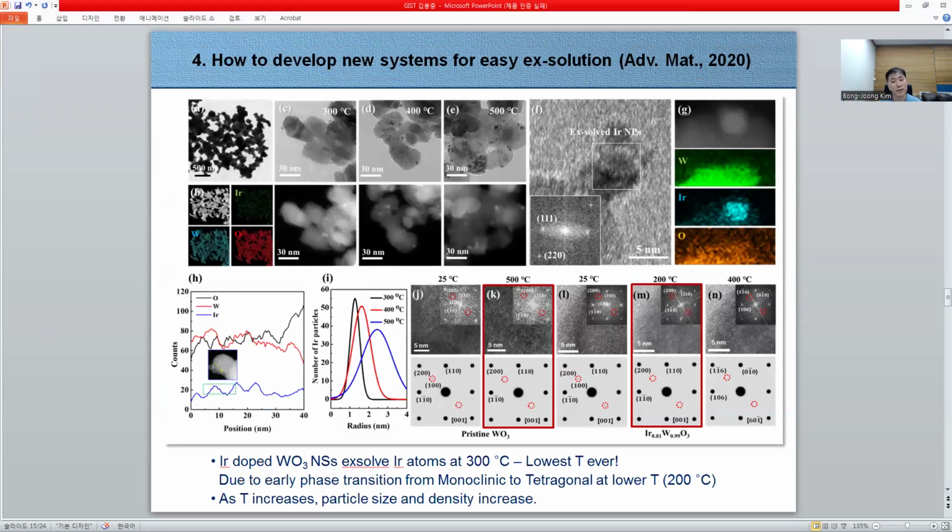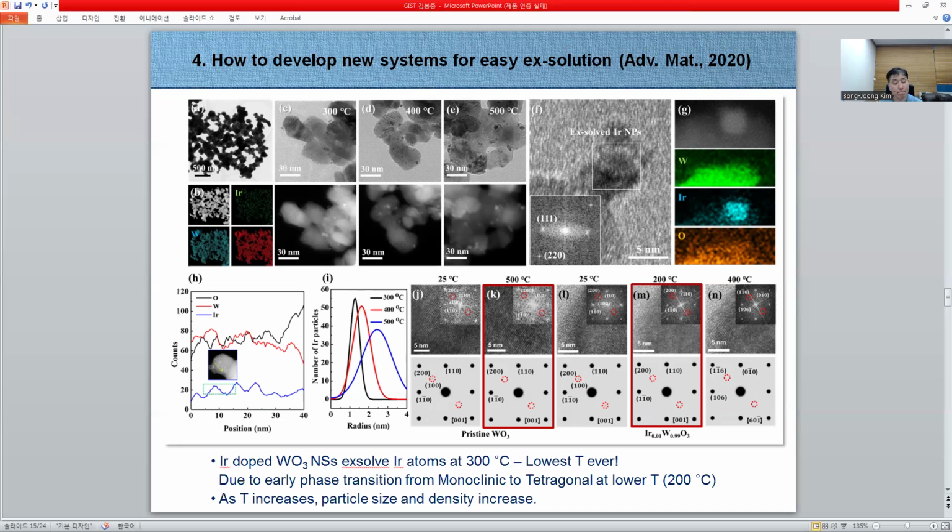After publishing several papers on exsolution, we sought how to develop new systems instead of the common perovskite oxides, such as strontium titanium oxide, and how to accelerate exsolution. So we decided to use tungsten oxide and try to dope iridium into it. Surprisingly, the iridium-doped tungsten oxide nanosheets exsolve iridium at merely 300 degrees C, which is the lowest temperature for exsolution ever. We also used in situ TEM to monitor the exsolution process, as you can see in the image on the right side.